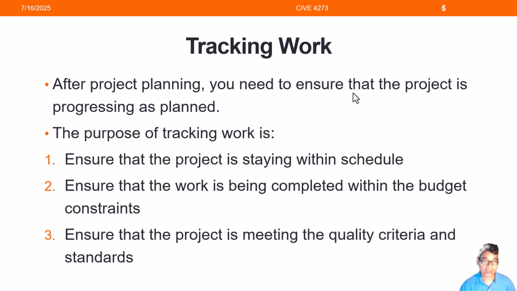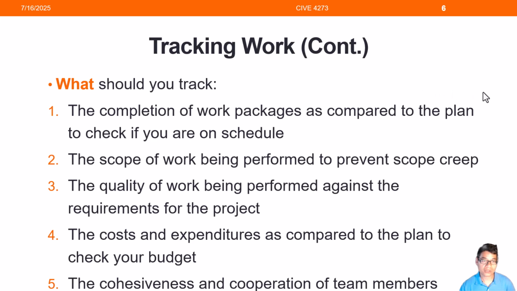Since we already know the importance of project tracking, we also need to know what should be tracked. So how can we make sure the project is going to be on budget and on schedule? In terms of checking whether your project is on schedule or not, you first have to measure the completion of your work packages to see if it is completed according to the expected time. So you're going to monitor the completion of your work packages, and you also need to check the scope, whether you have scope creep on your project or not.